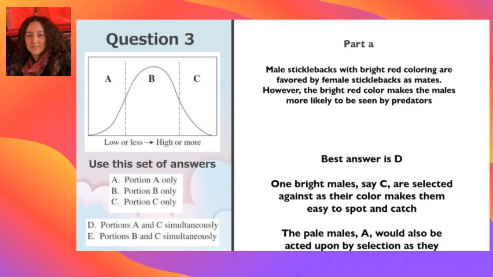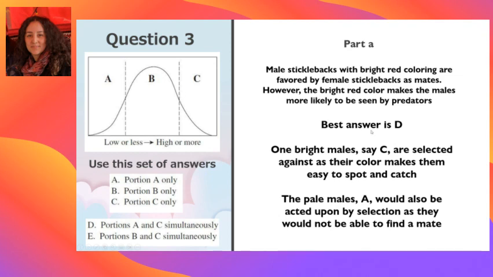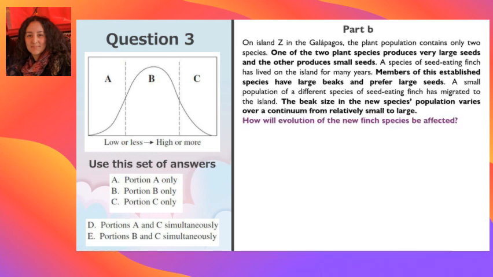We are going to see that the pale males, A, would also be acted upon by selection, as they would not be able to find mates. Sorry, that froze a little bit. Hopefully you can hear me. So the bright red birds have selection working against them in the form of predation, and the pale male birds have selection working against them in the form of their ability to find a mate. So the answer D is the best here.